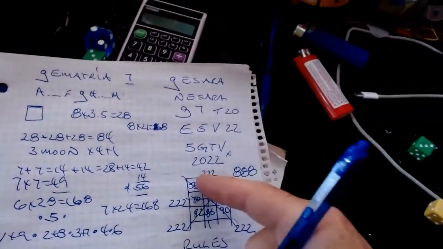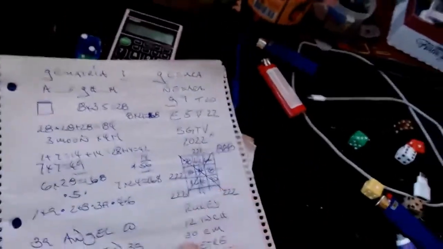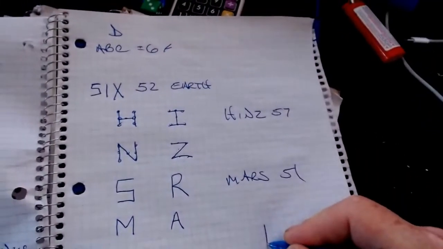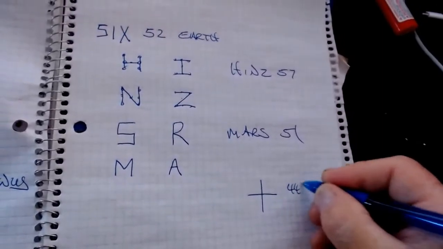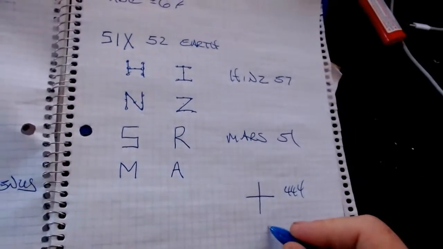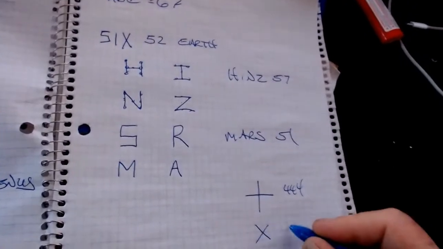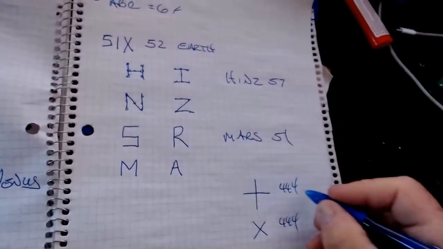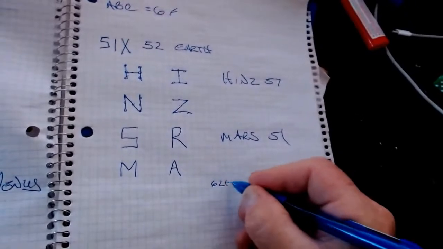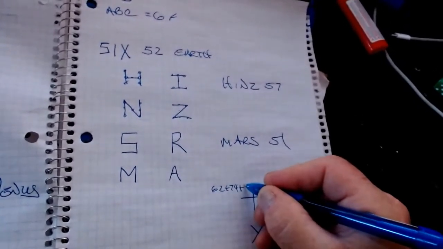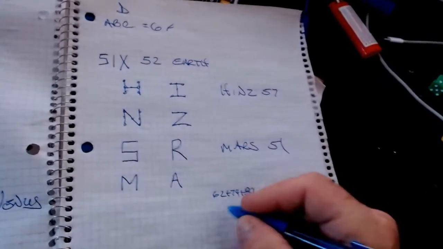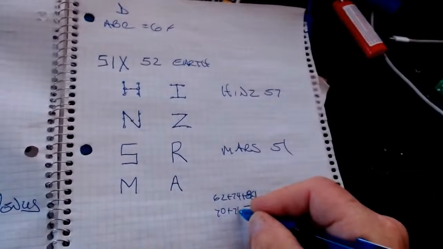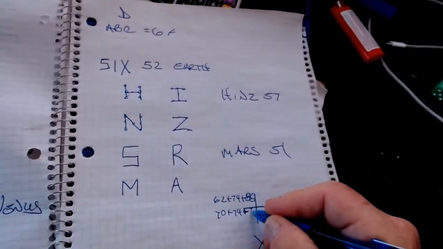We're going to get back to that star. No, I'm going to finish off with that star. So what happens with that star is, if I just do this, that's 444. And then if I just do this, that's 444. This one over here is 62 and 74 and 86. This line across is 70 and 74 and 78.